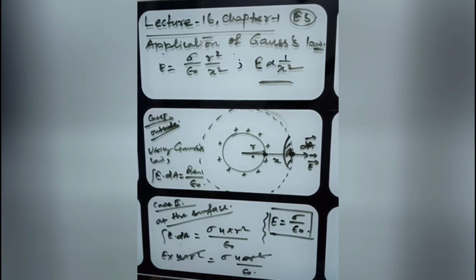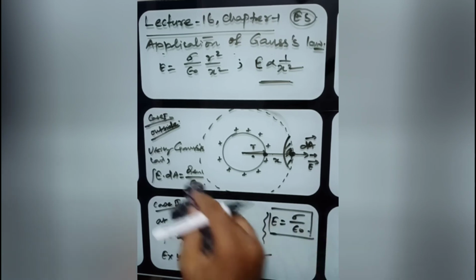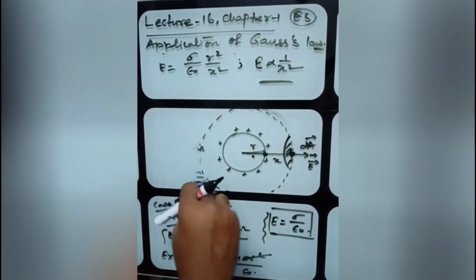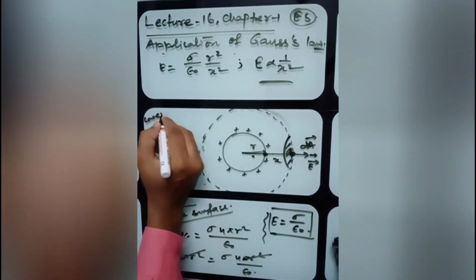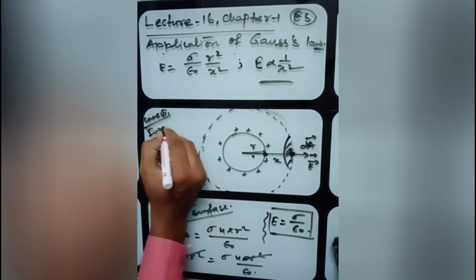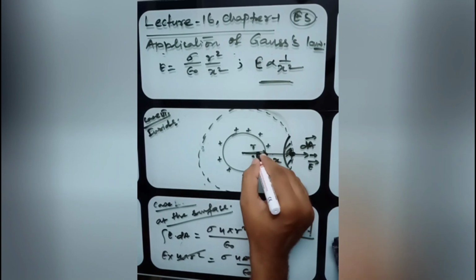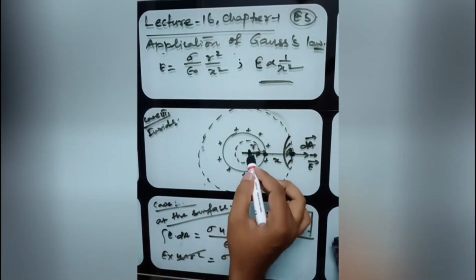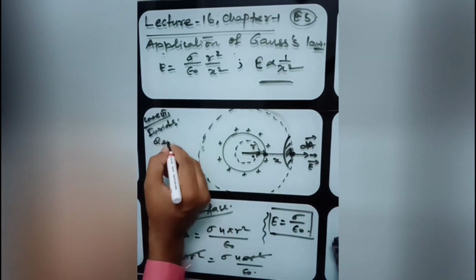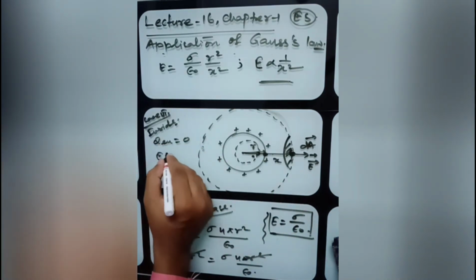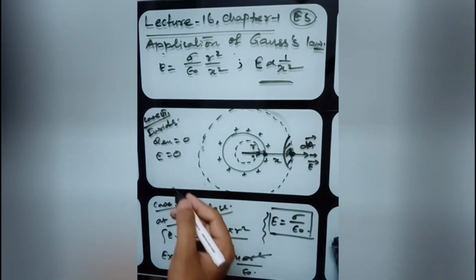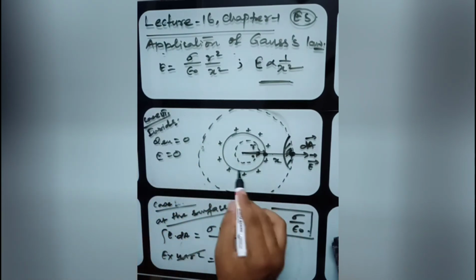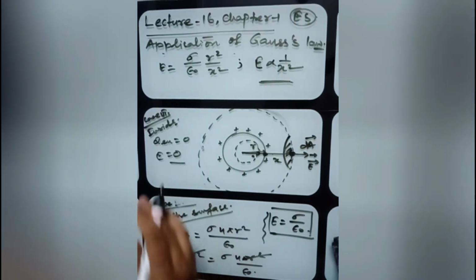Okay, my dear student, this is at the surface. Now the third one, case 3, inside. As we move inside, remember, drawing the Gaussian surface inside, there will be no charge inside the Gaussian surface. So how much will Q enclosed be? It is 0, so the electric field will also be 0. It is quite obvious, because you use E dot dA equals Q enclosed by epsilon naught. Since Q enclosed is 0, E will be 0. So inside the cell, the electric field will be 0.